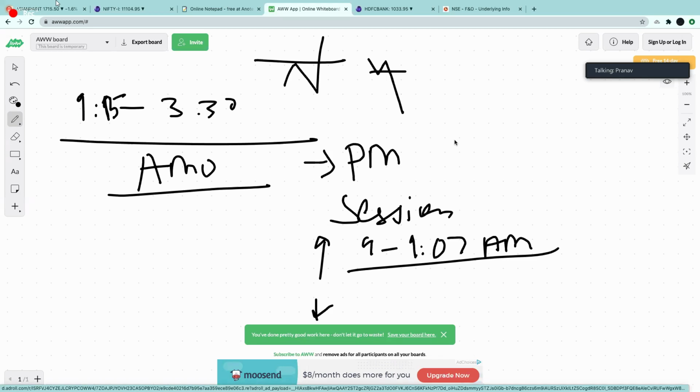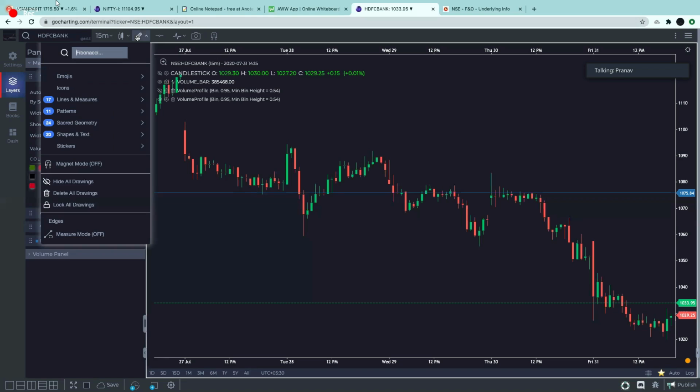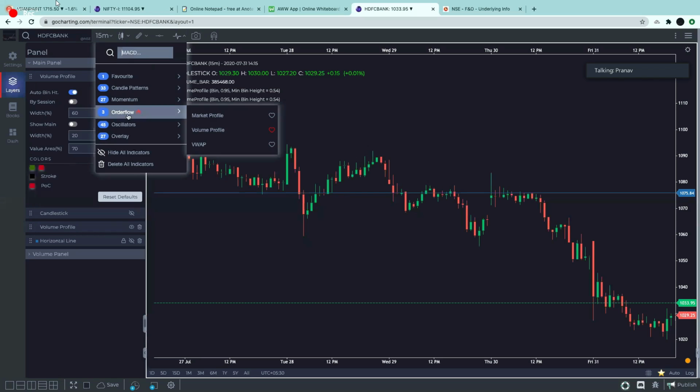How to check the volume bar on GoCharting? Just come to GoCharting, type the stock name, and the chart will load. You just have to come to indicators, the fourth one, order flow. Here you'll see volume profile. If you want to trade with market profile, you can also see market profile here.